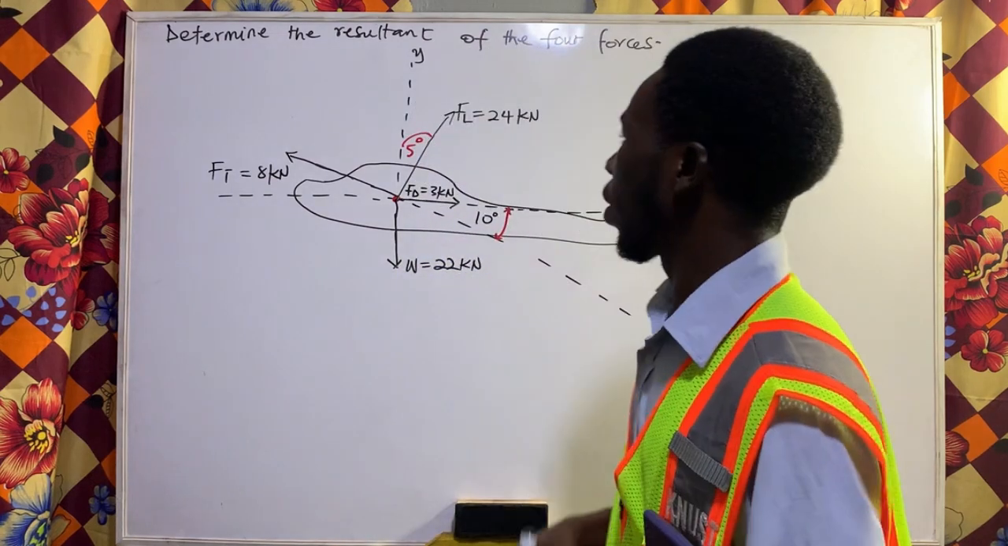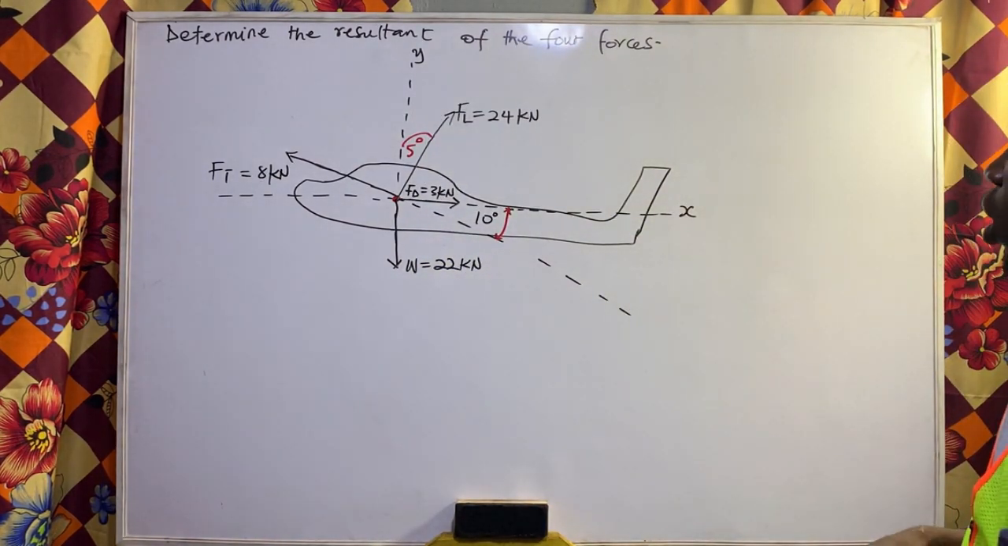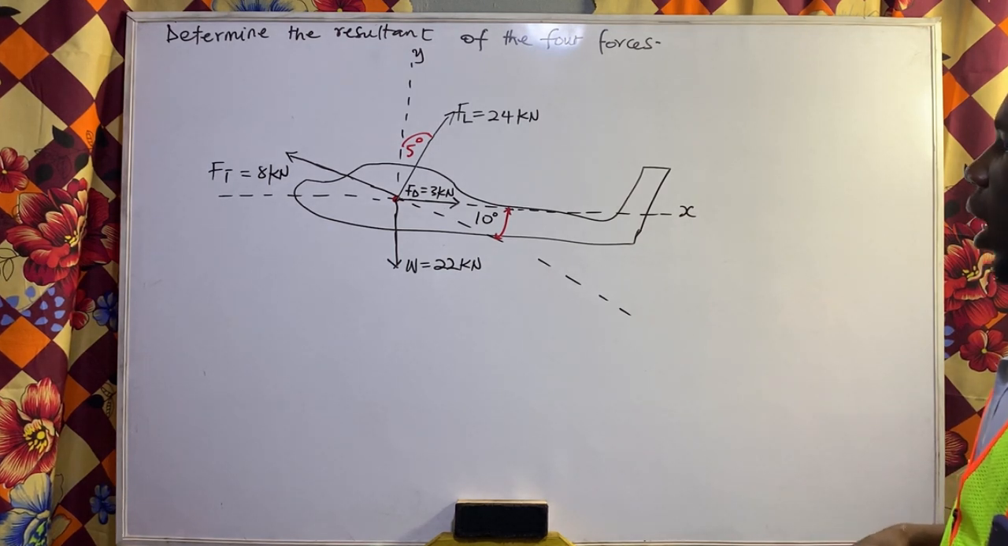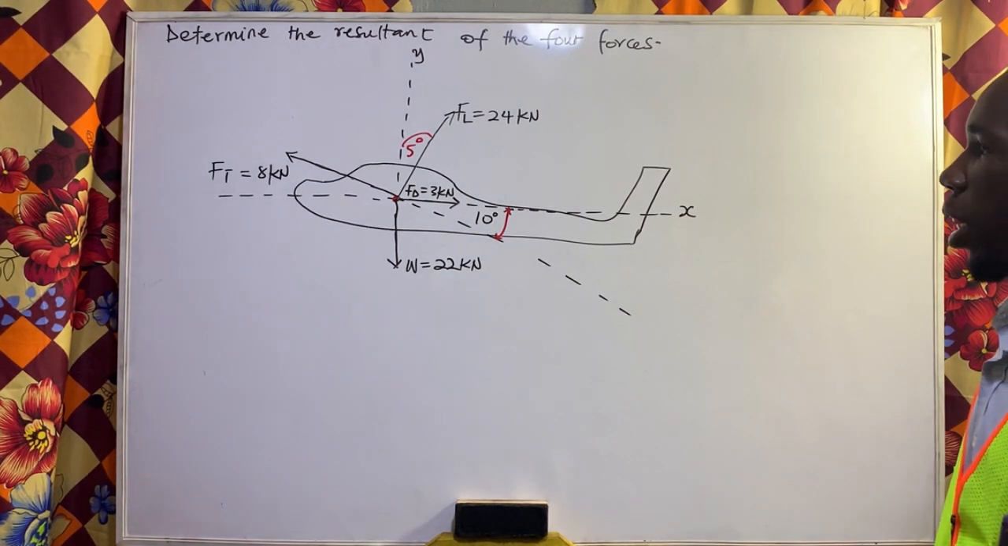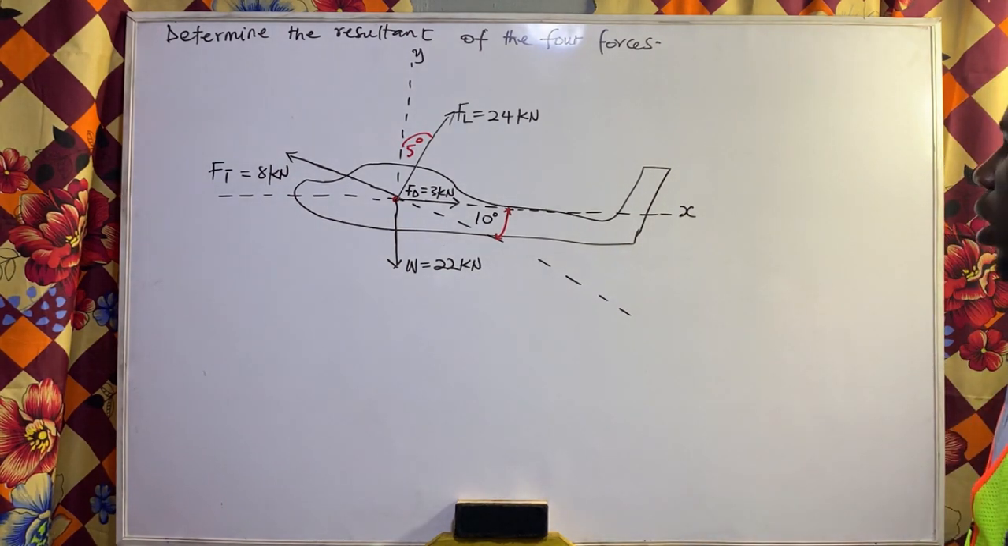In this lesson, you are going to solve this question I have on the board. The question says, determine the resultant of the four forces acting on this plane here. Okay, so we have this plane here, and then we have a system of forces acting on the plane.